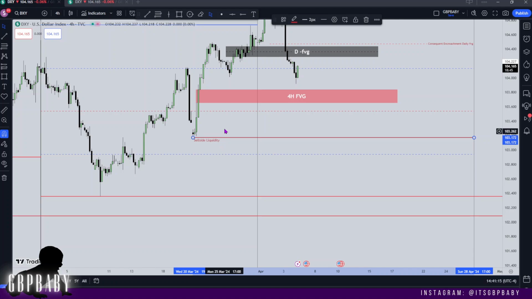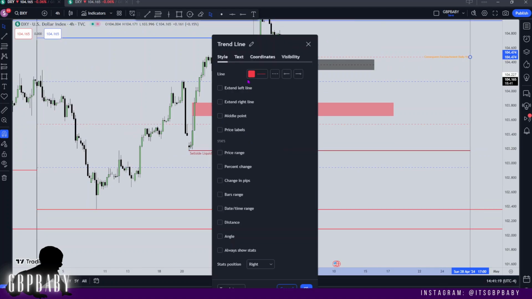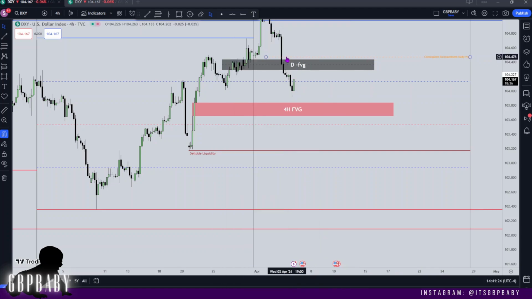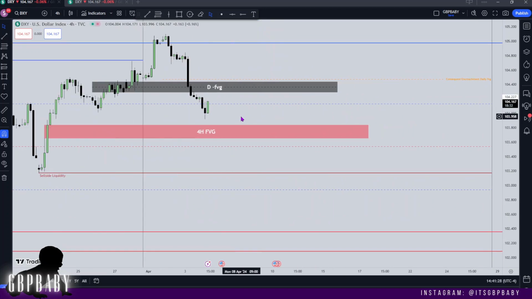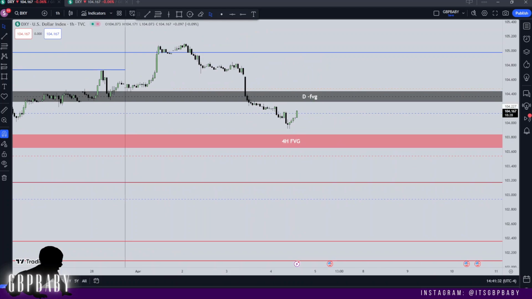So we have sell side liquidity below here. Remember, we have consequent encroachment of a daily here. Let's make this a different color though. So consequent encroachment for daily fair value gap. And remember, this is the highest I want to see price trade if we're going to remain bearish. So how would we go about actually trading this? Well, on the hourly, what we can do is delineate the days.